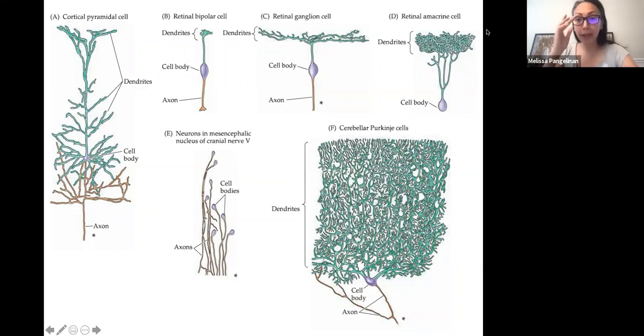A weird cell, again within the retina, is what are called retinal amacrine cells. These are supporting cells. It doesn't have an axon. Okay, so there are cells that don't actually have all three components of our traditional neuron. It has a pretty elaborated dendritic branching and it only has a cell body. There is no axon.